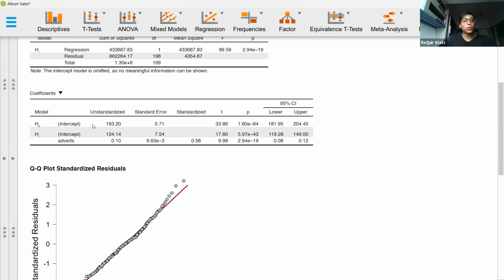Now the most important table, arguably, is the coefficients table. Because we selected the 95% confidence interval in the statistics drop-down option, we now get nice confidence intervals and the p-value. The row which I want you to check out is this adverts row underneath the H1 alternative hypothesis. What is this unstandardized column? This is the unstandardized beta coefficient. So how do we interpret the beta coefficient? This is 0.1.